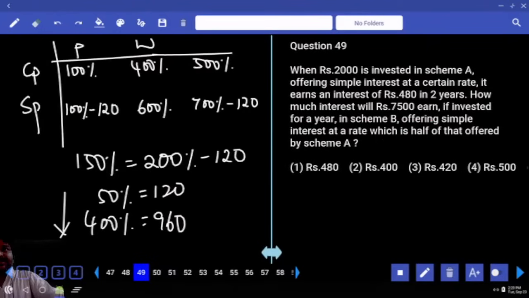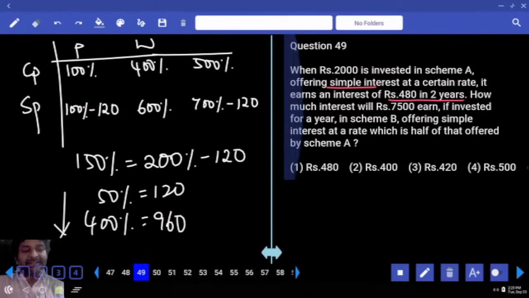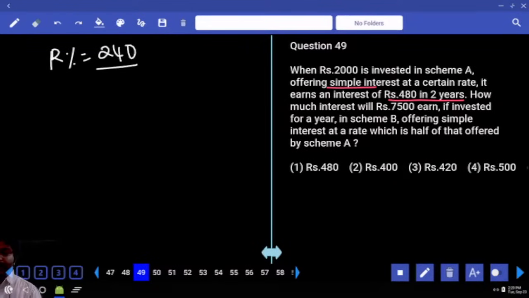When 2,000 rupees is invested in scheme A offering simple interest at certain rate, it earns an interest of 480 in 2 years. Simple interest is 480 in 2 years, then per year 240. I want rate of interest. 240 should be divided with 1% value. What is 1%? 20. Then rate of interest is 12% only.